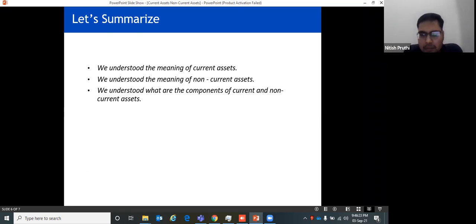Now let's summarize what we learned in today's session. We first understood the meaning of current assets. We understood the definition: anything in cash or easily convertible into cash, or which may be consumed in the process of manufacturing, is a current asset. Similarly, the various components: trade receivables, stock, which may be raw material, semi-finished or finished goods, short-term loans and advances, short-term investments, etc.